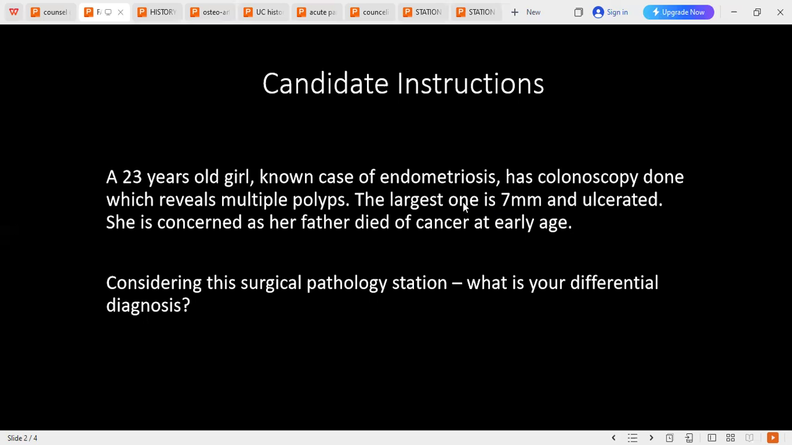What are the theories which cause endometriosis? There is the regurgitation theory, the metaplastic theory, the benign metastatic theory, and the stem cell theory. All right, four theories.